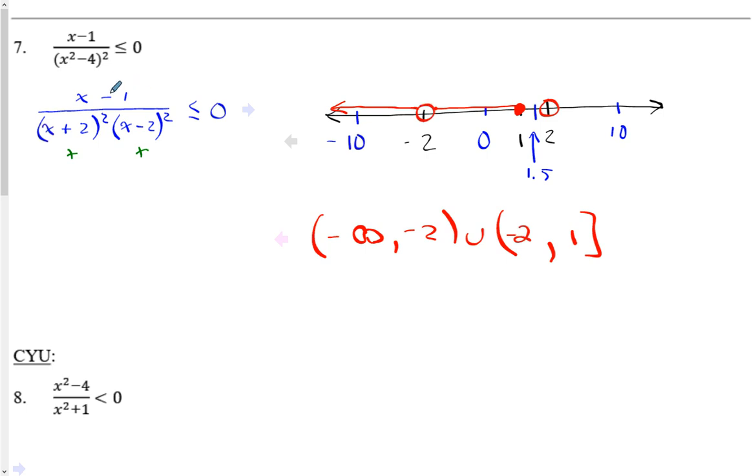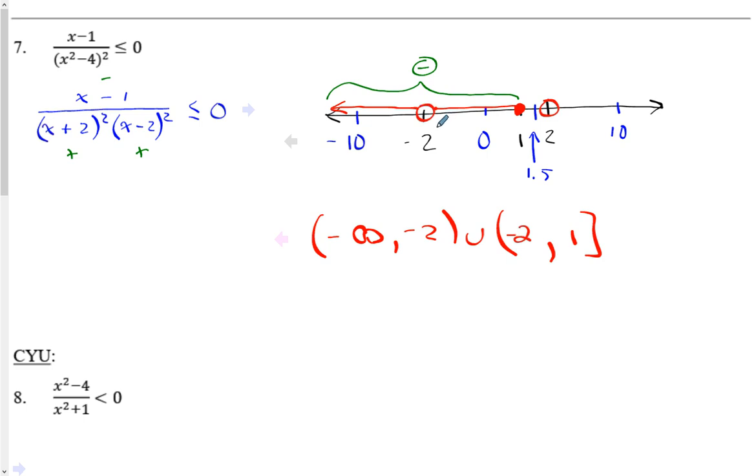So I'm going to look at this 1 here, and I'll go to the left, plug in the 0. 0 minus 1 is negative. Negative over positive, is that less than or equal to 0? Yep, that's going to give me negatives. And that's going to be true for this entire region here. Now I could pick -10. Oh, -10 minus 1 is -11. But the denominator is always positive, so why do multiple points? It's unnecessary. Just to give yourself a little bit more confirmation, you can do more test points, but it's not necessary.